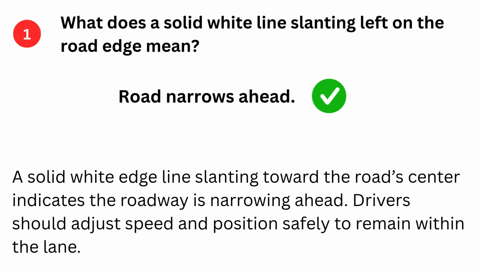Road narrows ahead. A solid white edge line slanting toward the road center indicates the roadway is narrowing ahead. Drivers should adjust speed and position safely to remain within the lane.